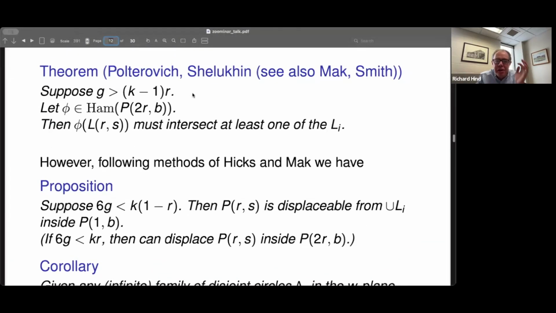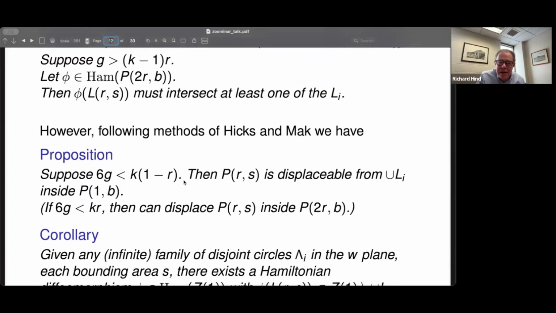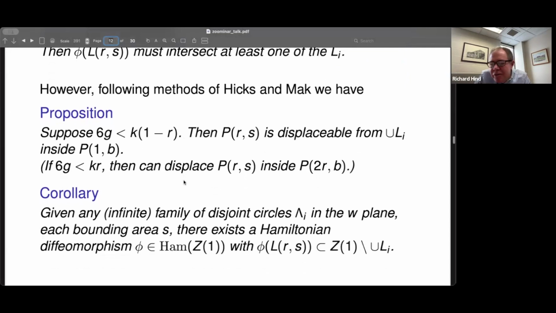I think the Polterovich-Shelukhin result fails in that case, but these propositions still hold. So the displacement results still hold. The thing about that case is the overlap area is basically 0. I can get a (k+1)th torus in there, which barely overlaps, so it's still possible to displace from that thing. So the corollary still holds true. If you replace the lambda I had with these concentric circles, it's still going to be displaceable.